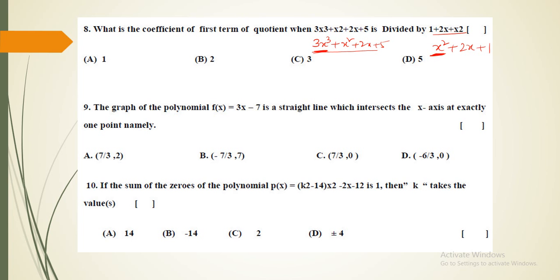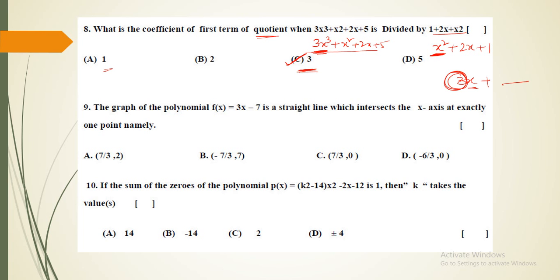Here the leading coefficient of the dividend is 3. So when I divide, what do I need to multiply with? If I want to make x square into 3x cube, I need to multiply with 3x plus something. From this I can say the leading coefficient of the quotient is nothing but 3. Clearly, if both have 1 as the leading coefficient, then 1 is my answer. But here the leading coefficient of the dividend is 3, hence the leading coefficient of the quotient is also 3.